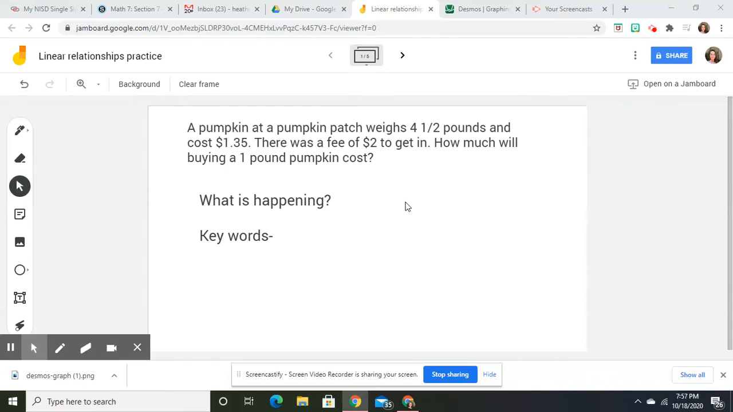All right, today what we're going to be working on is linear relationships and seeing how multiple representations work with a given scenario. The scenario we have today is a pumpkin at a pumpkin patch weighs 4.5 pounds and costs $1.35. There was a fee of $2 to get in. How much will buying a 1 pound pumpkin cost?